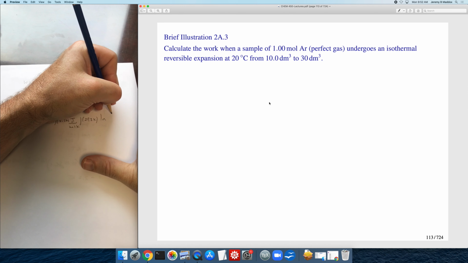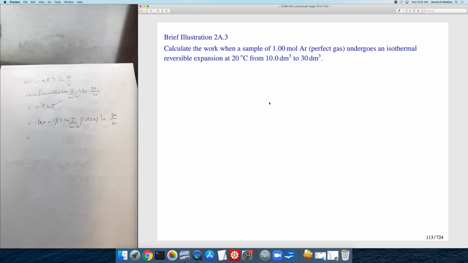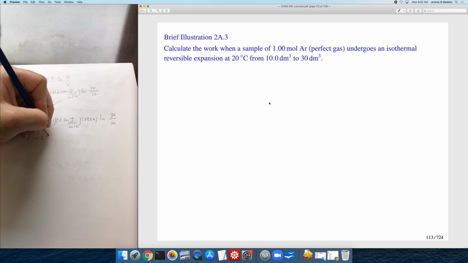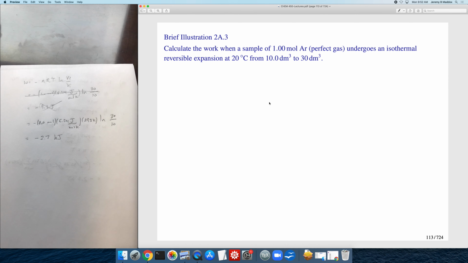And then the ratio. Try that again. Looks like I just need to multiply my previous answer by 293. So I'm getting minus 2.7 kilojoules out of that calculation. That's better.